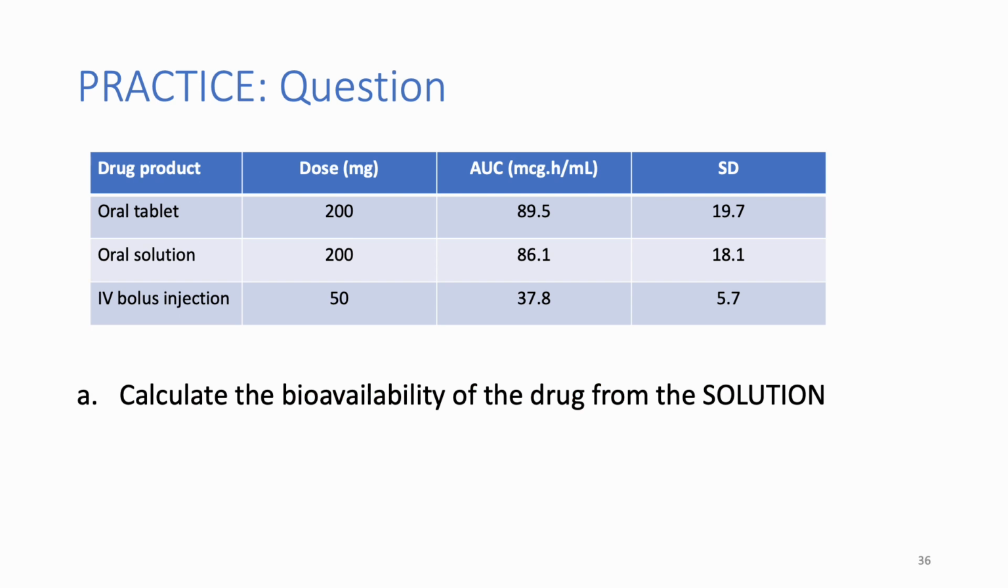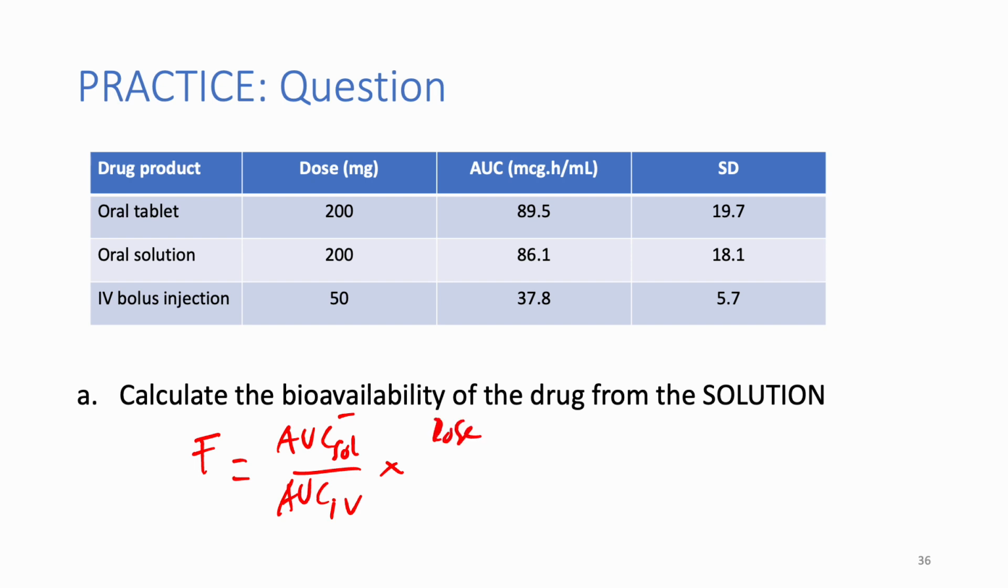Next question, to practice, we have the same table. This time I change the question a little bit. You are asked to calculate the bioavailability of the drug from the solution. So when we say bioavailability or absolute bioavailability, we have F equal to the AUC of the drug in the solution divided by the AUC of the drug in IV. And also you need to multiply with the standardized dose.